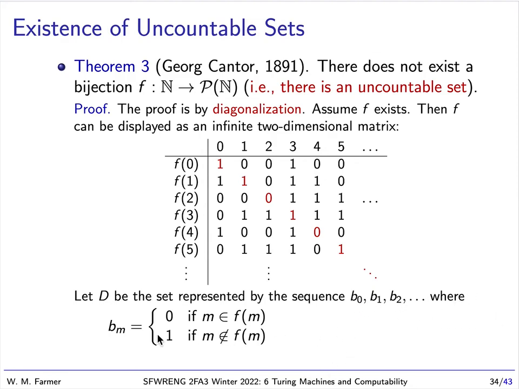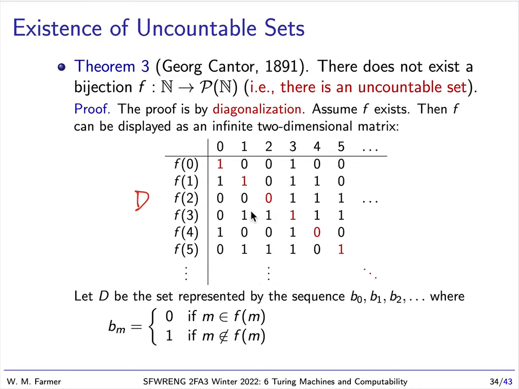And here's how I'm going to define them. I'm going to define the mth bit as being 0 if m is a member of the mth set for this function f, and it's going to be 1 if m is not a member of the mth set. So what this does is present an obvious question. Where is D in this sequence, this counting out? Where is D? So let's say we think D might be here.